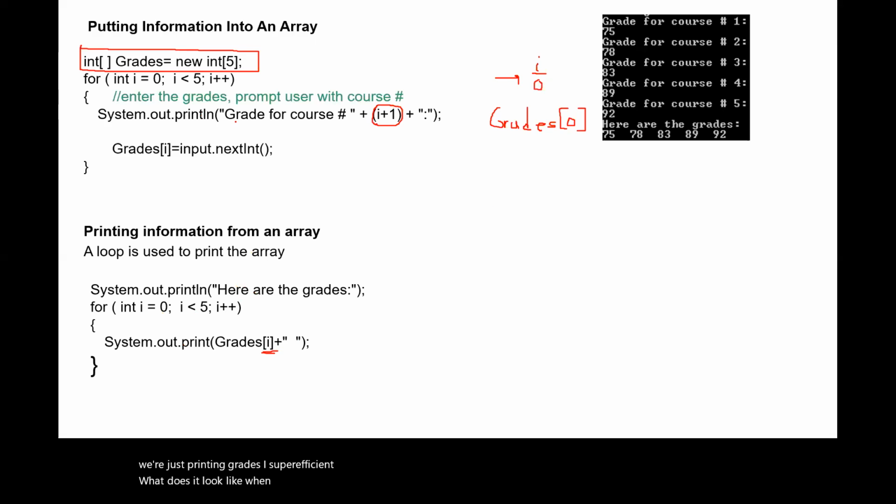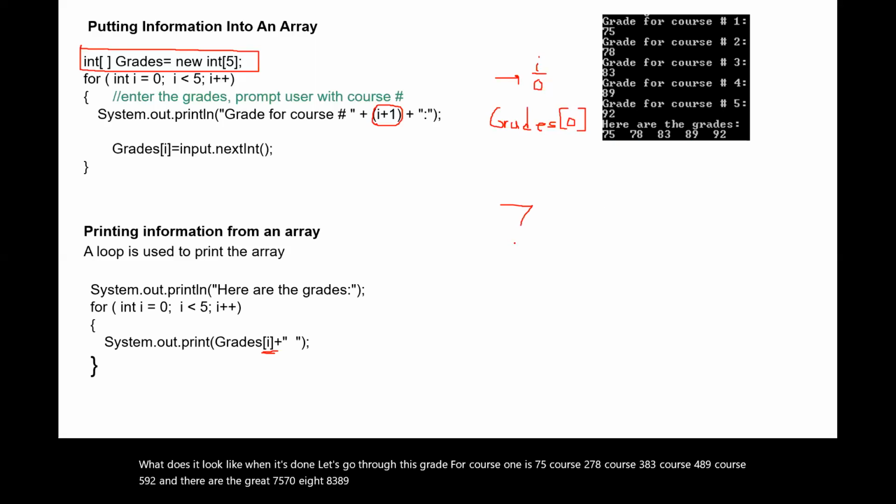What does it look like when it's done? Let's go through this. Grade for course 1 is 75. Course 2, 78. Course 3, 83. Course 4, 89. Course 5, 92. And there are the grades. 75, 78, 83, 89, 92.